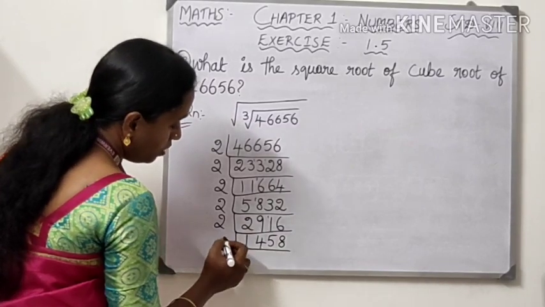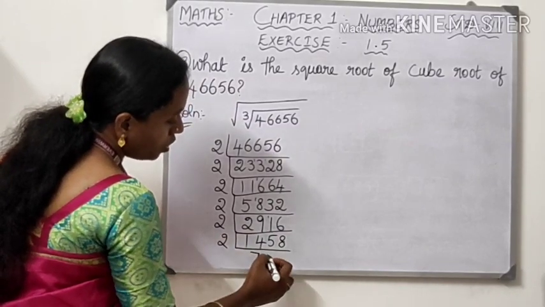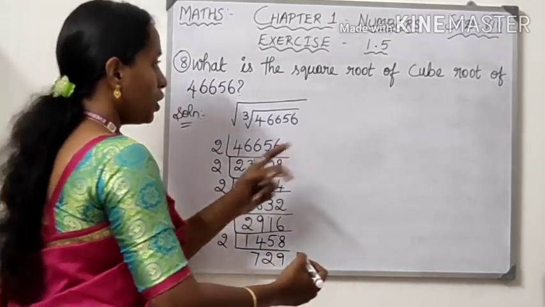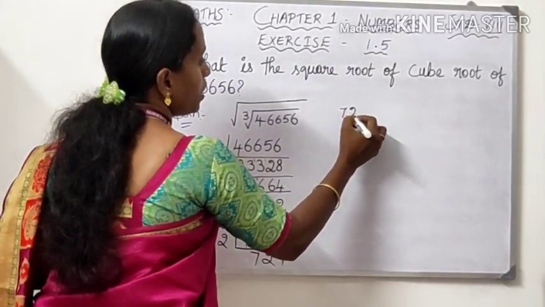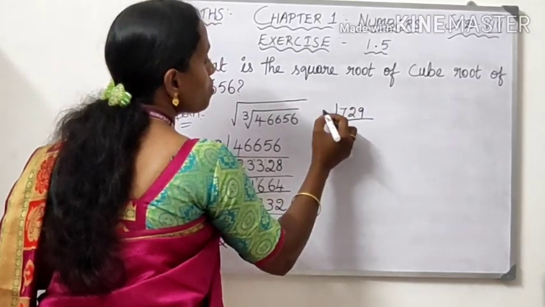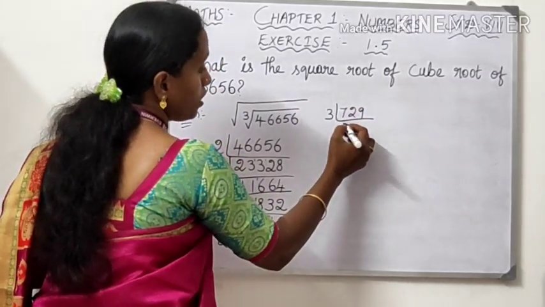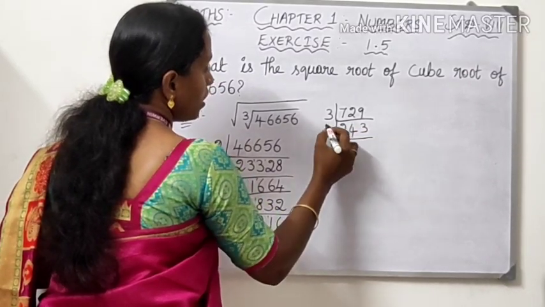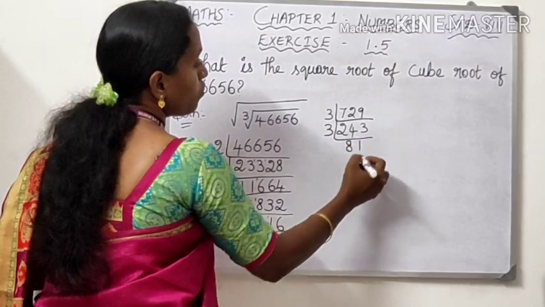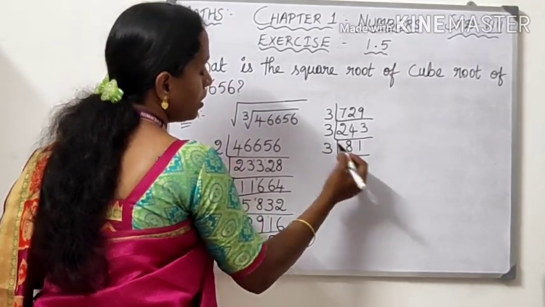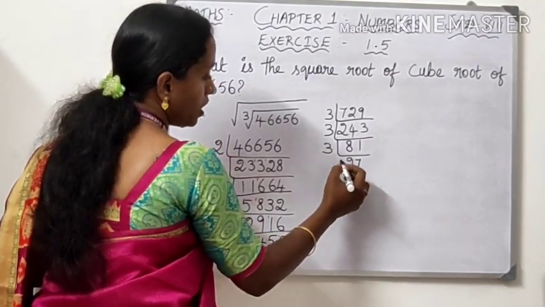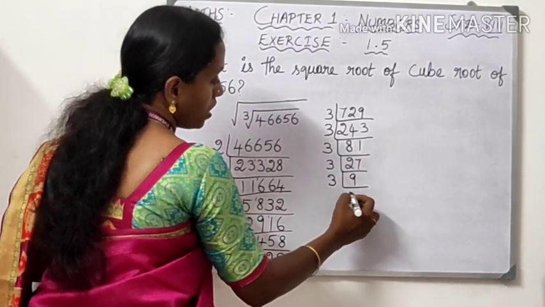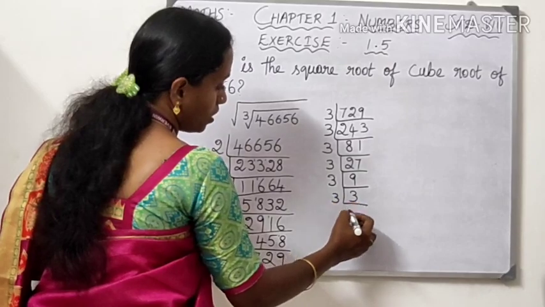Again using 2 table, 2 7s are 14, 2 2s are 4, then balance 1, 2 9s are 18. Let me continue here with 729. Using 3 we can do. So 3 2s are 6, 3 4s are 12, 3 3s are 9. Again 3 table, 3 8s are 24, 3 1s are 3. Again 3 table, 3 27s are 81. Again 3 table, 3 9s are 27. So 3 3s are 9, then 3 1s are 3.